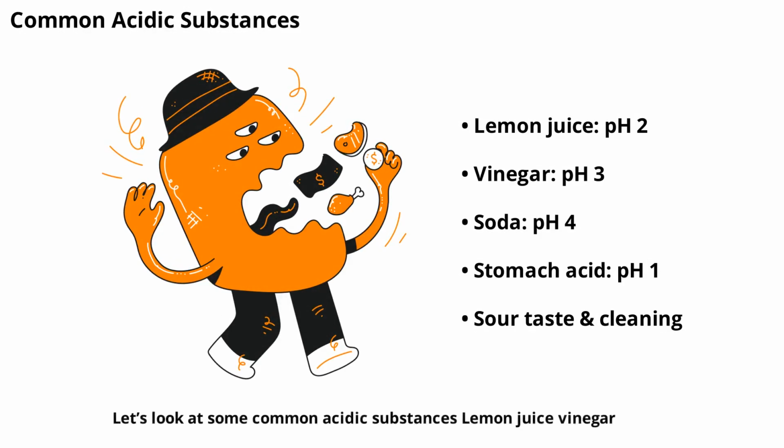Let's look at some common acidic substances. Lemon juice, vinegar, and soda are all acidic, with pH values ranging from 2 to 4. Even our stomach acid is highly acidic, with a pH around 1. These substances are part of our daily lives, and their acidity gives them their characteristic sour taste and cleaning power.